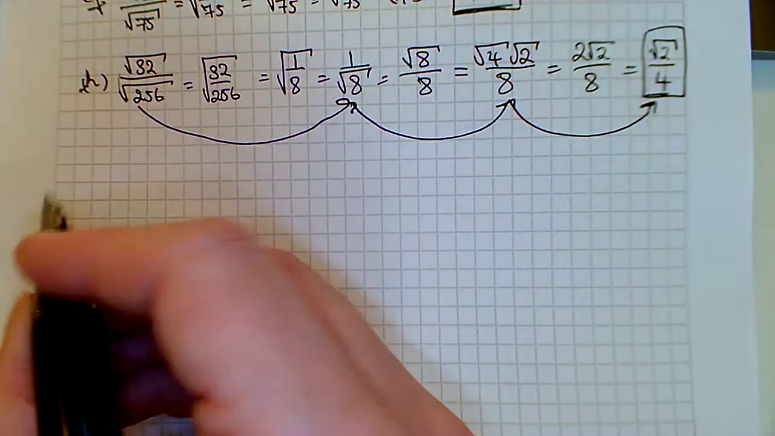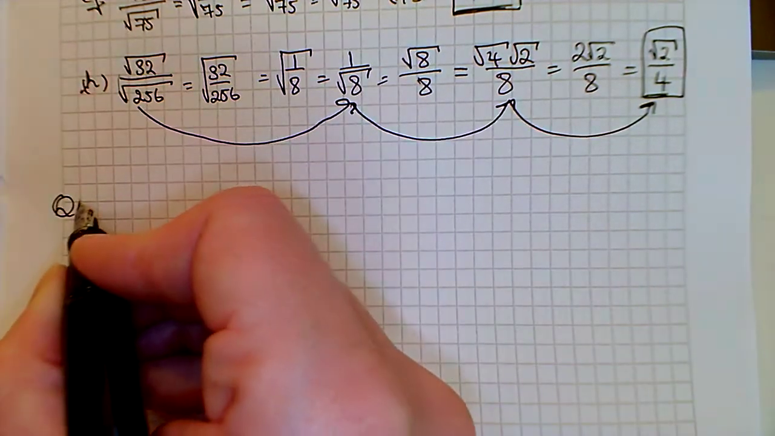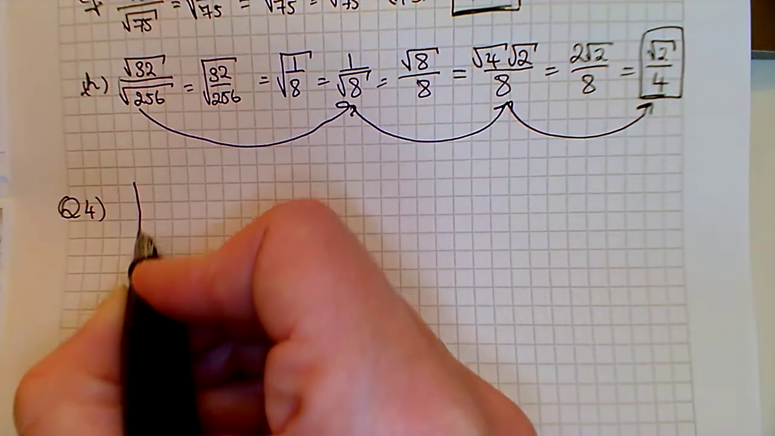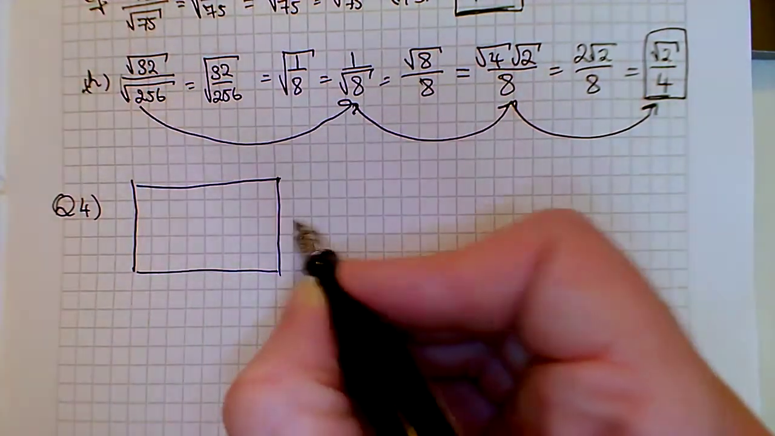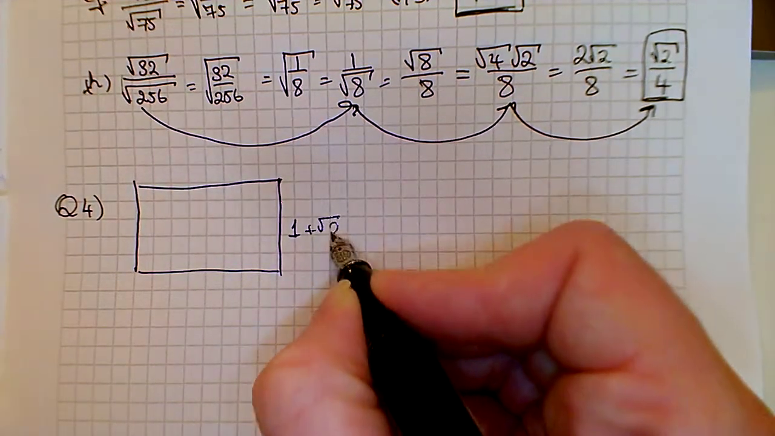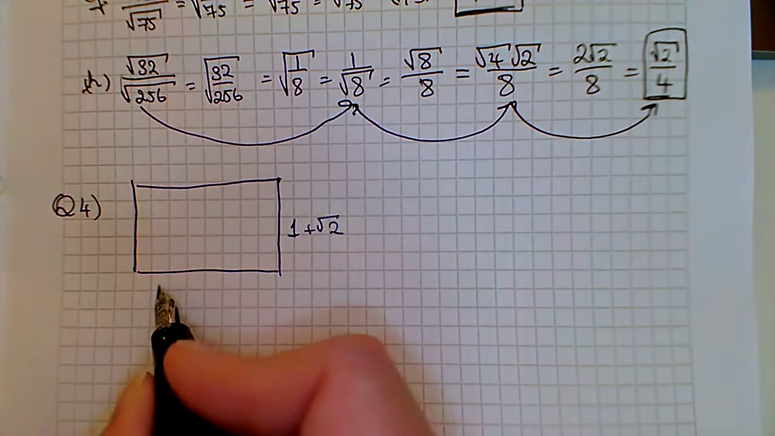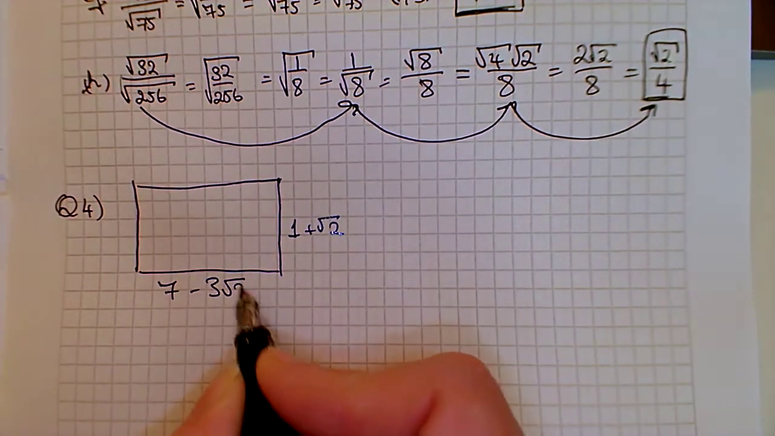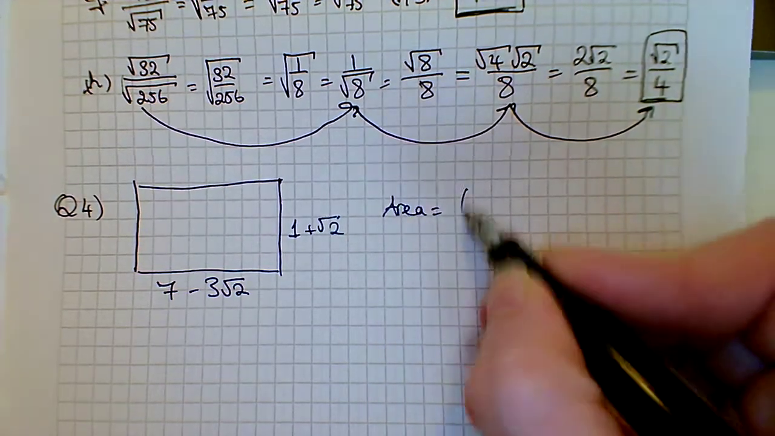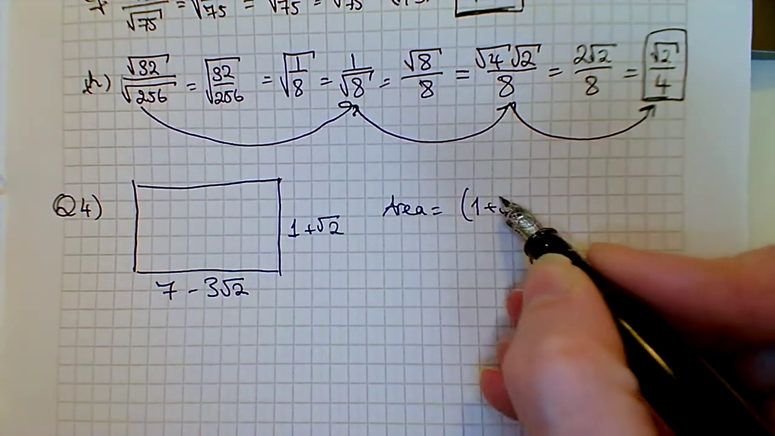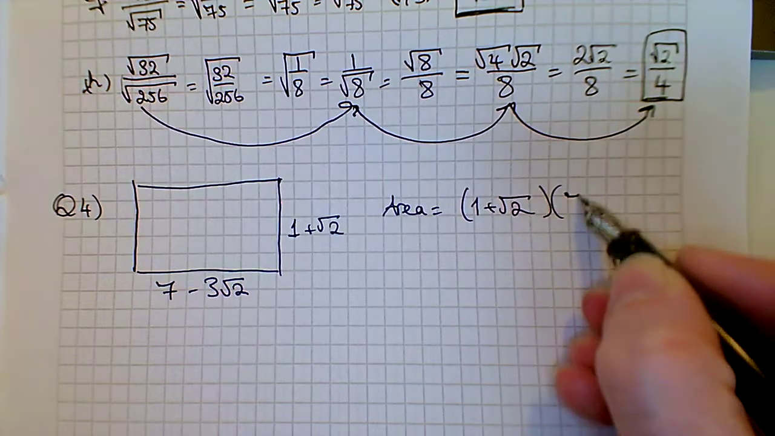Okay, let's look at question 4. So question 4 gave us a rectangle with irrational sides. Doesn't have to be a great sketch. 1 plus the square root of 2 is one side, and 7 minus 3 times the square root of 2 is the other side. And we're asked to find the area. And of course, area is length by width.